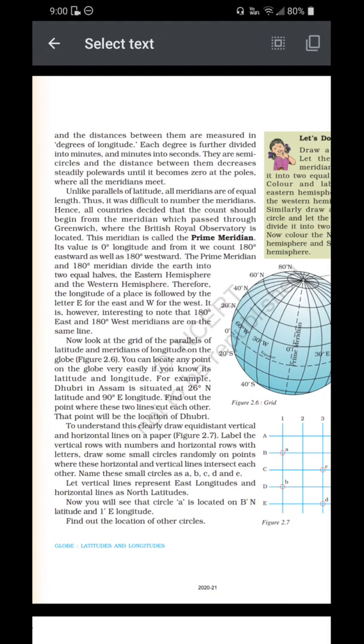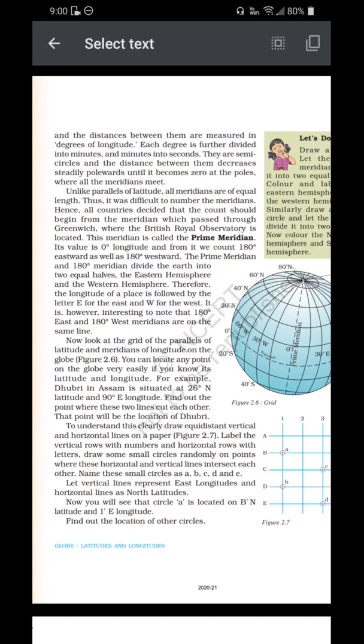Let the prime meridian divide it into two equal halves. Color and label the eastern hemisphere and the western hemisphere. Similarly, draw another circle and let the equator divide it into two halves. Now color the northern hemisphere and southern hemisphere.